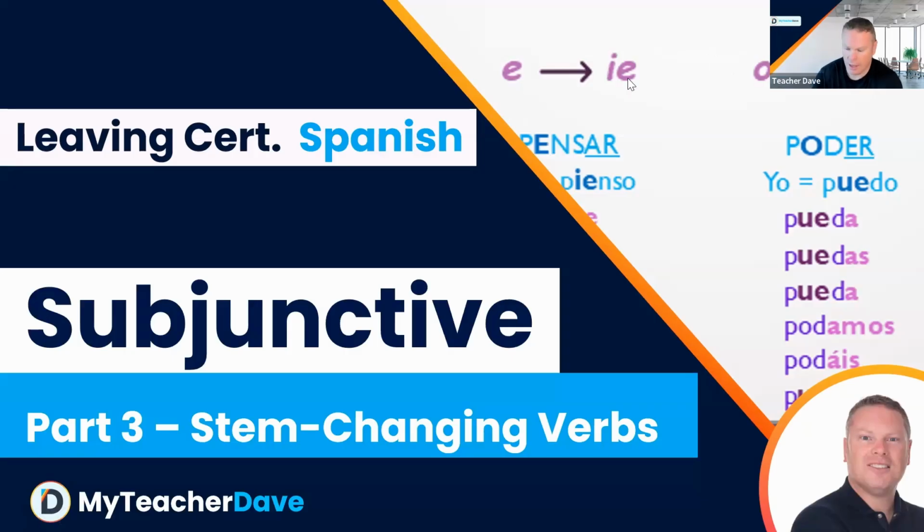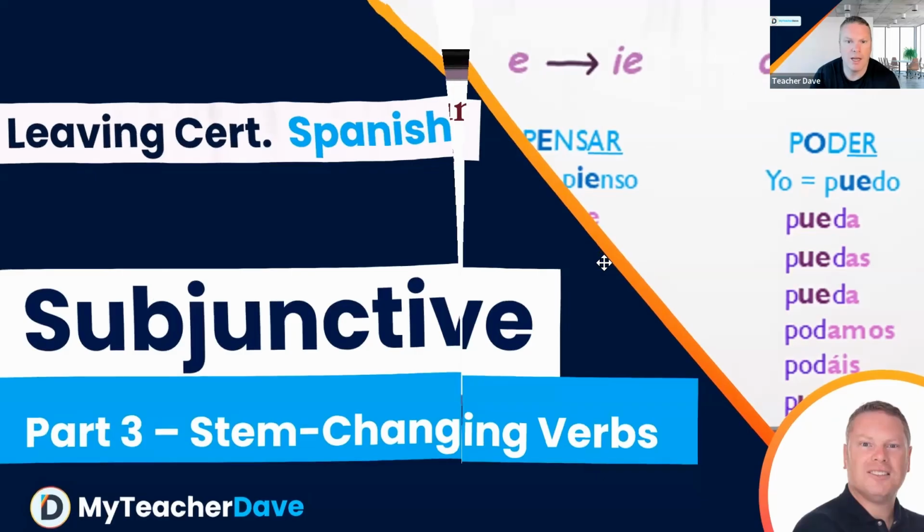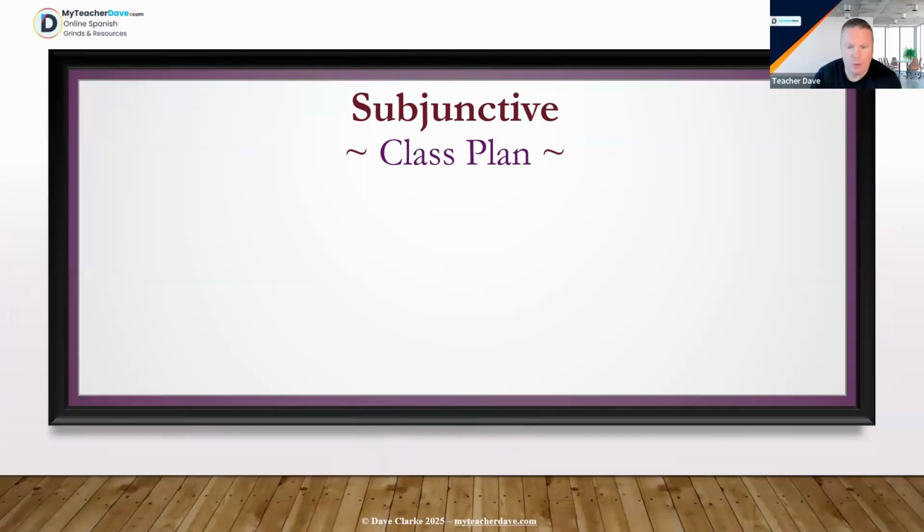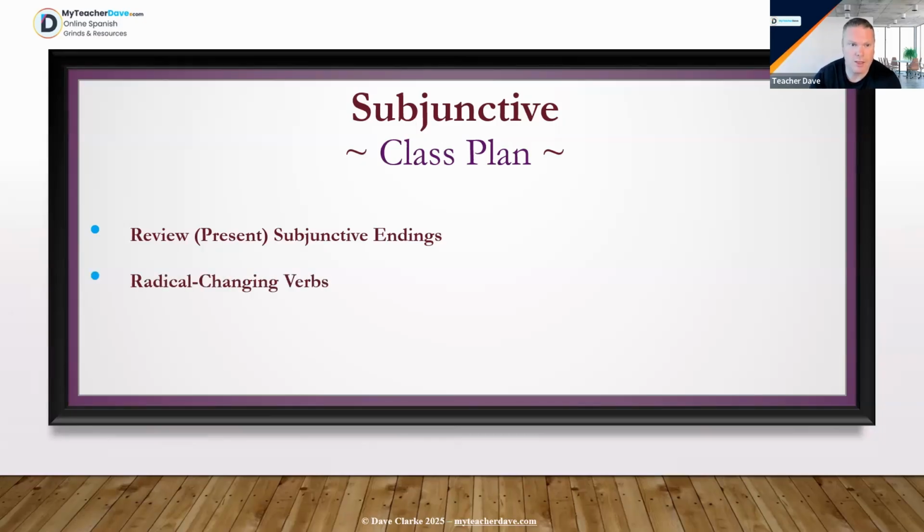Bueno, guys, let's explore exactly what we're going to cover in this class in a little bit more detail. So this is the plan for this class. Firstly, we are going to very quickly review the present subjunctive endings that we did cover in the previous video, but because they're so important, we're going to just review them very quickly. Then we're going to really roll our sleeves up and get stuck into this topic, which is what we call radical change in verbs, or basically those verbs that the stem of the verbs have to be modified.